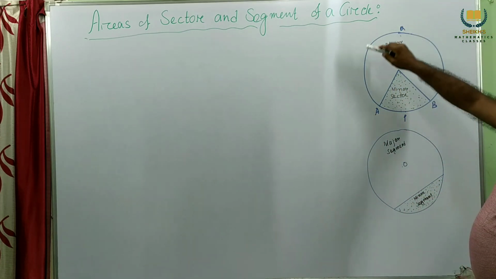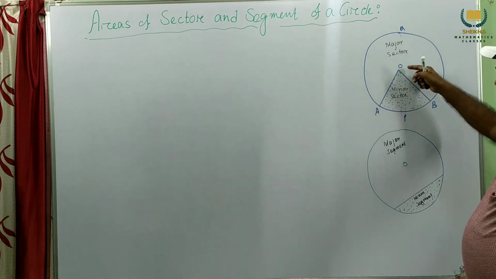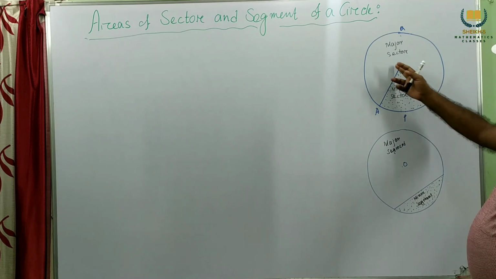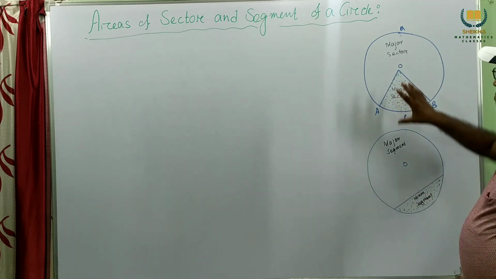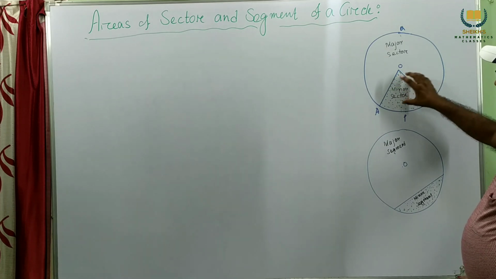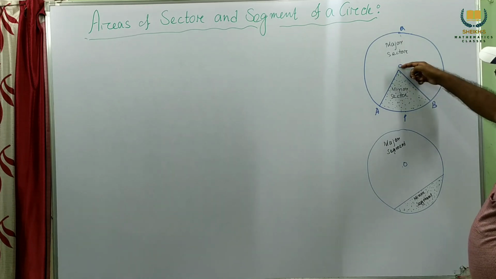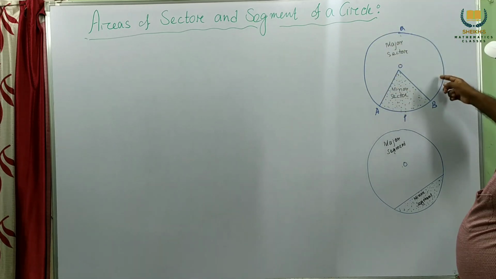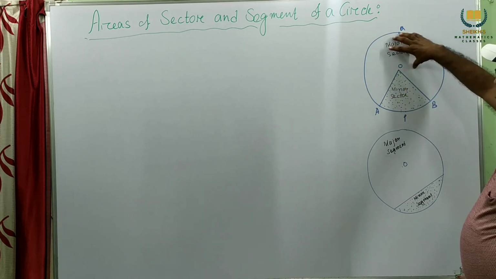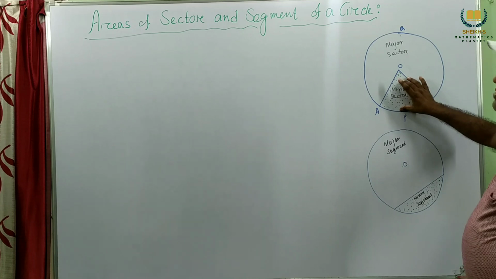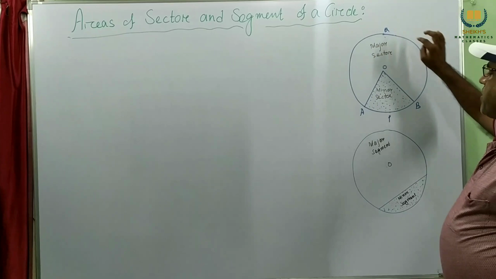Sector means this is a circle. Center is O. OA, OB, these two are radius, and this is an arc. This portion is called sector. Similarly, this portion also is a sector, because here also you get radius and this arc. Now, this is a small portion, this is a big portion. So this small portion is called minor sector, and this whole portion is called major sector.